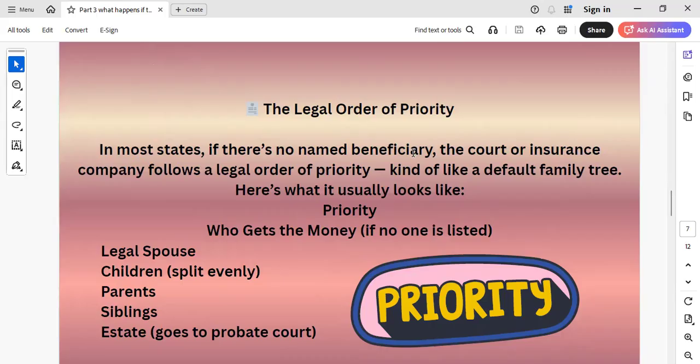If you're legally married, the first person who will receive it is the spouse. If you're not married, then it trickles down to your children. If you have more than one child, it gets split evenly among those children. If there are no children, then it goes to your parents. If the parents are deceased, then it goes to your siblings. And if neither of those are options, then it goes to the estate. So that's really how that works.